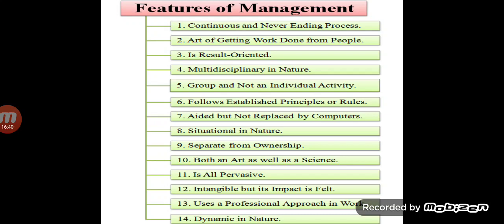10th point, both an art as well as a science. This point we have discussed in the previous one. Okay, management is an art, management is a science, and management is a profession. This point we have discussed.